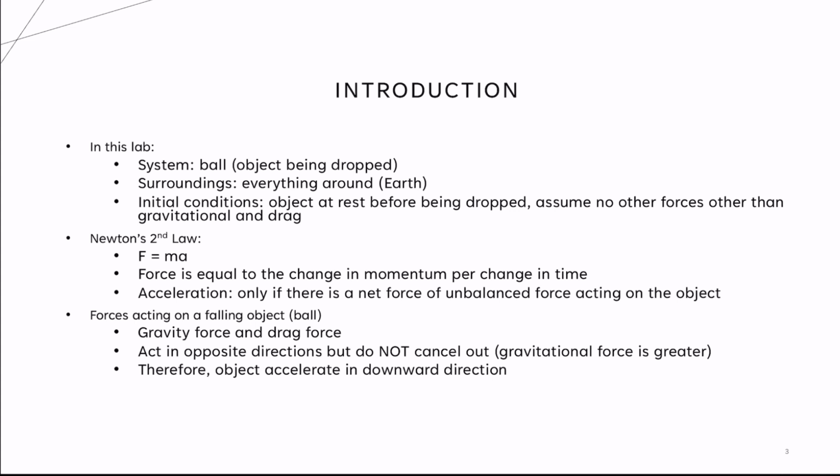So the purpose of this lab was to illustrate Newton's second law, which is that force is equal to the change in momentum per change in time, and that acceleration will only change if there's an unbalanced net force acting on the object. So in this lab, the forces acting on the object, which was a ball, were the gravity force and the drag force, which act in opposite directions. But in this lab, they did not cancel out. The gravitational force was greater, and thus the object accelerated in the downward direction.